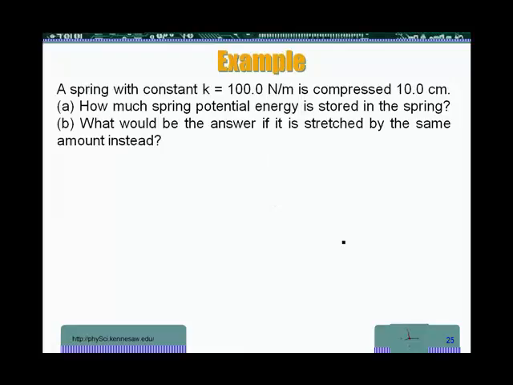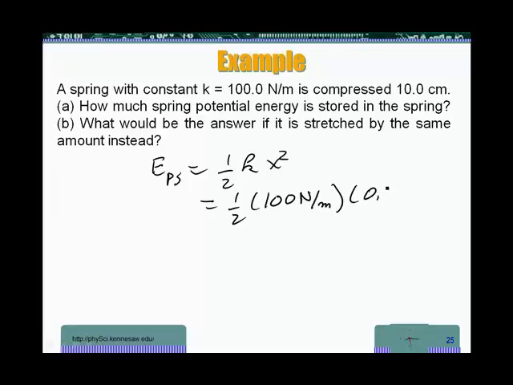Okay, let's move on. We have a spring with a constant of 100 newtons per meter. It is compressed 10 centimeters. How much spring potential energy is stored in the spring? Okay, spring potential energy, EPS, is just 1/2 of kx squared. K is given here, x is given here, so we just plug it in, 1/2 of 100 newtons per meter times 0.1 meter squared. Okay, 0.1 is going to become 100th when I square it, times 100, that gives us a 1 over 2, so it's 0.5 joules.